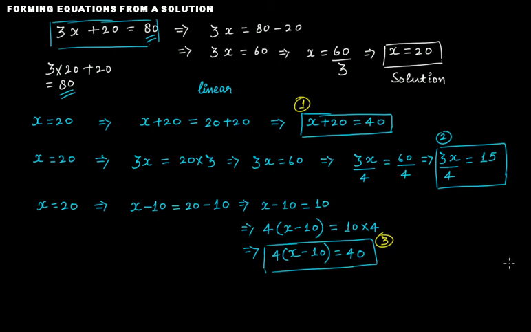So the point is that from a given linear equation you can get only one solution. From this given solution you can make as many equations as you want. So here we have formed 3 equations. You can form more equations. That was the point, that from a given solution you can form as many equations as you want.